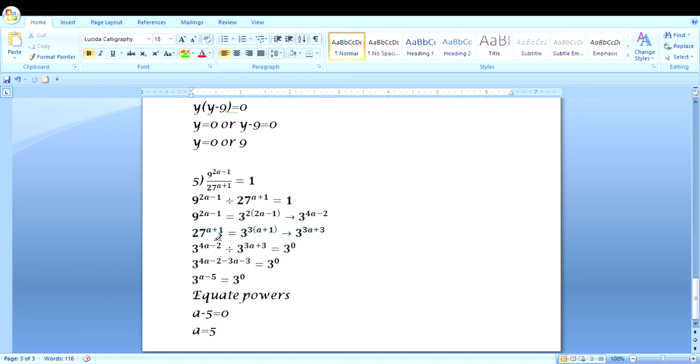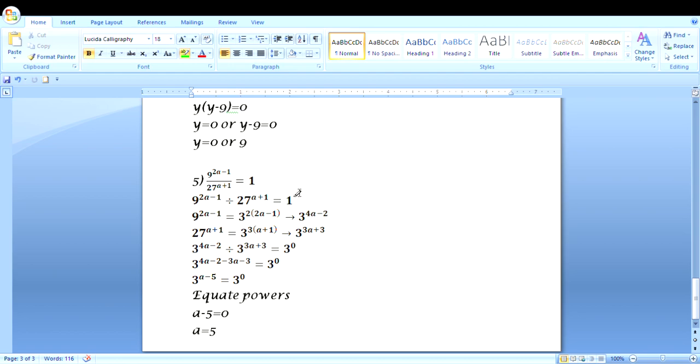For instance, 27 raised to power alpha plus 1 can also be expressed as 3 raised to power 3, open bracket, alpha plus 1. This becomes 3 times alpha is 3 alpha, 3 times 1 is 3. So it becomes 3 raised to power 3 alpha plus 3. So let's now substitute it in the equation. So this becomes 3 raised to power 4 alpha minus 2, divided by 3 raised to power 3 alpha plus 3.